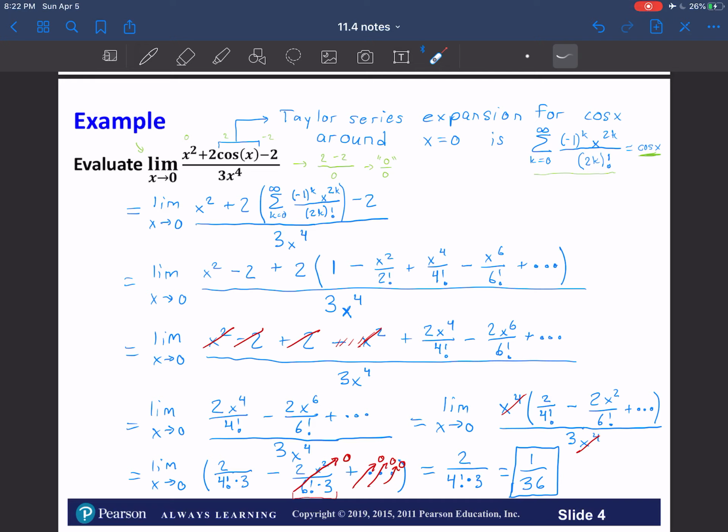Remember that we have to pay special attention to what this limit is approaching. And we have to replace the function with the Taylor series expansion around that number. So if this was the limit as x approaches 5, we would have to consider the Taylor series expansion of cosine of x centered around 5. And you would have to calculate that by hand in order to shove it into the limit.